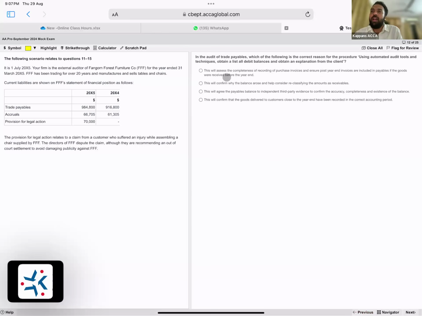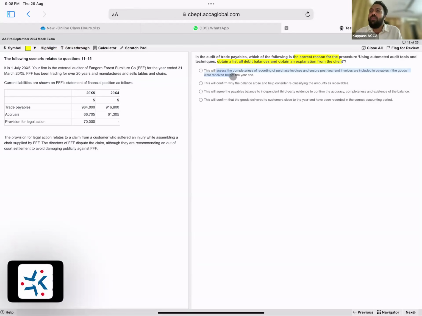12th question. In the audit of trade payables, which of the following is the correct reason for the procedure using computer-assisted audit tools and techniques, that is CAATs: obtain a list of all debit balances and obtain an explanation from the client? So that is the correct procedure. What is the reason for that procedure? Obtain a list of trade payables, particularly debit balances, and obtain an explanation. What's the reason for that? This will assess completeness of recording of purchase invoices. No.